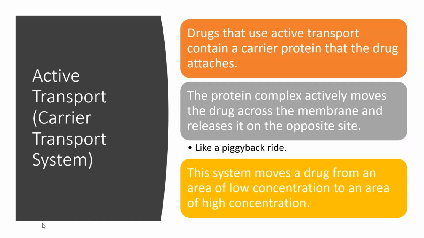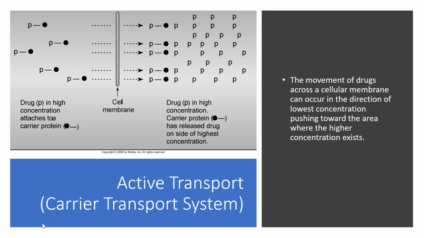Active transport requires a carrier transport system. Drugs that use active transport contain a carrier protein that the drug attaches to. The protein complex actively moves the drug across the membrane and releases it on the opposite side. It's like a piggyback or a backpack, right? This system moves the drugs from an area of low concentration to an area of high concentration.